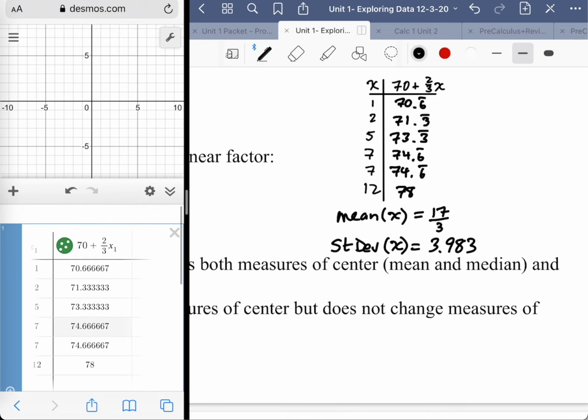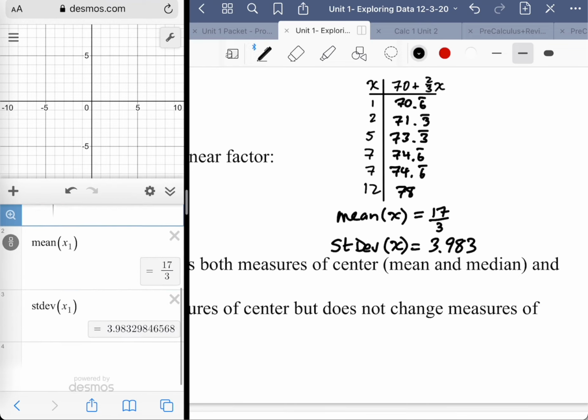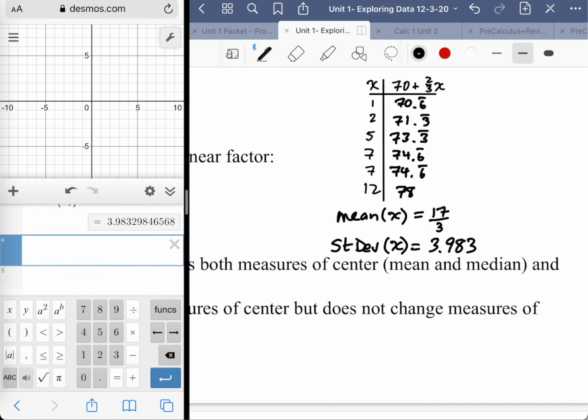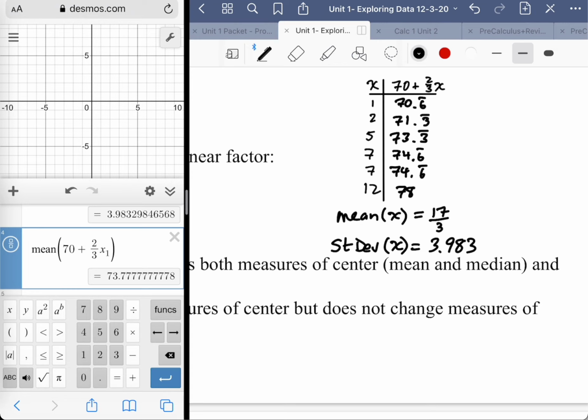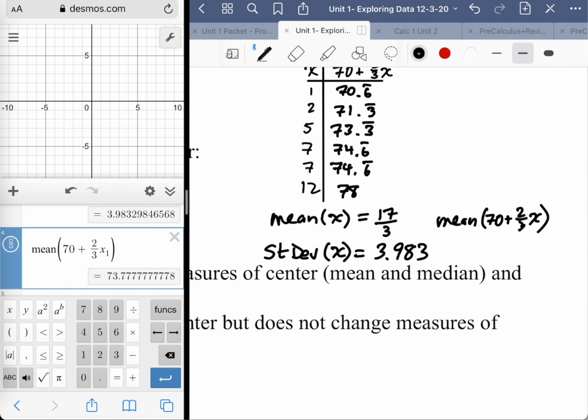So what I would do, instead of typing in all those values as a separate computation, is just find the mean of that transformation, which is 70 plus 2/3 x1. So this is telling me that the mean of the transformed data is about 73.8 repeated.